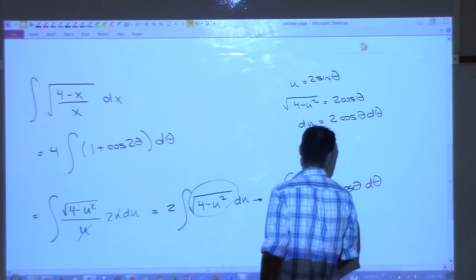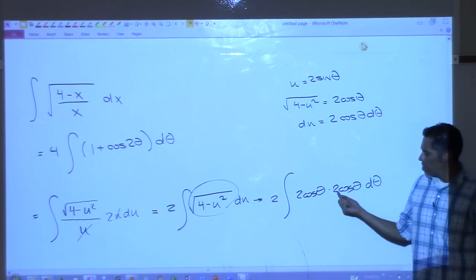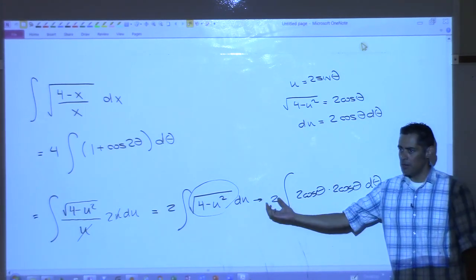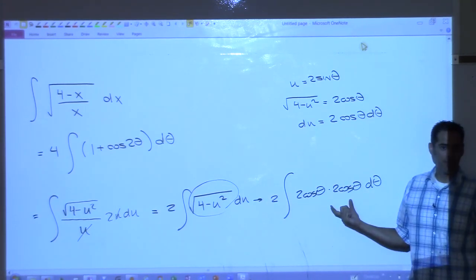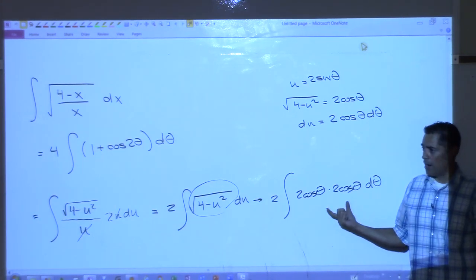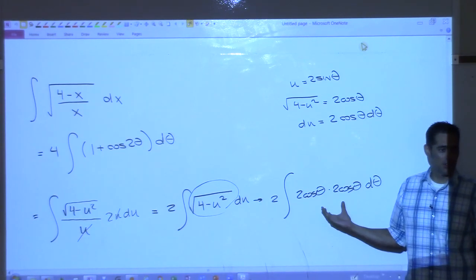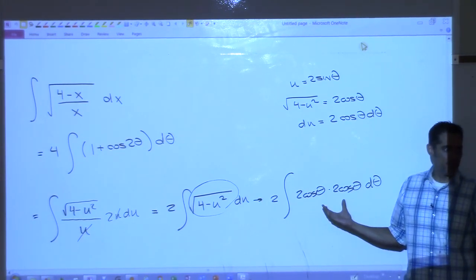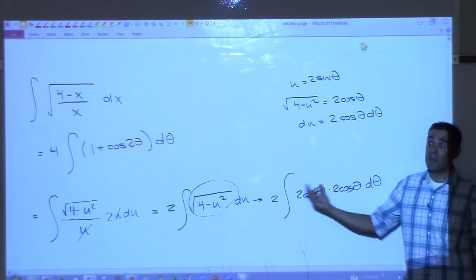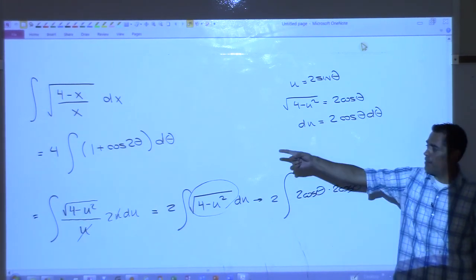So, yeah. So what happened there? 2 came out, 2 came out. We have an 8 out here, but what was still here? 2 cosine squared. Cosine squared's here. And what am I going to do with cosine squared? 1/2, 1 plus cosine 2 theta. So the half came out, and now I have a 4.